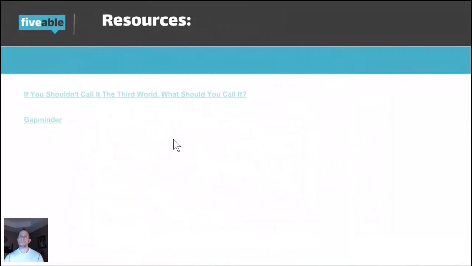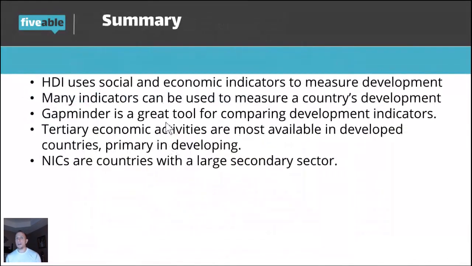So in summary, we talked about HDI. We looked at the different indicators that are part of that measure of development. We looked at how many different indicators, from the amount of people who play video games to traffic between countries on airways, are going to all be examples of a country's development. Gapminder is an awesome tool for comparing these things. Tertiary economic activities are going to be most available in developed countries, and primary is mostly done in some of the poorest countries on earth today.